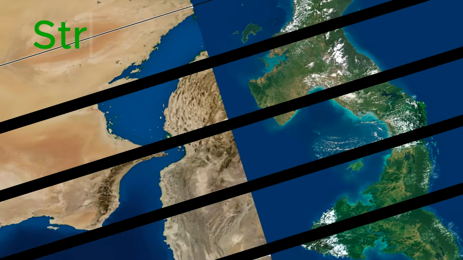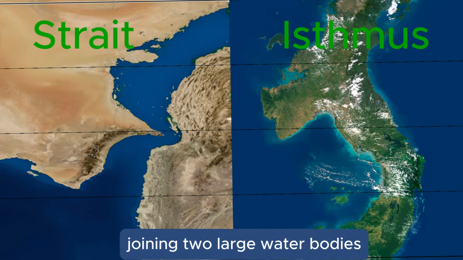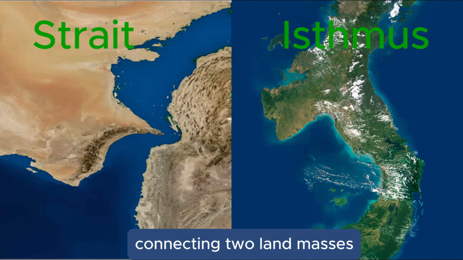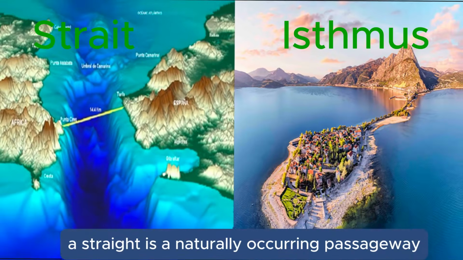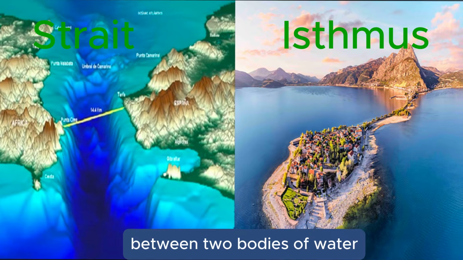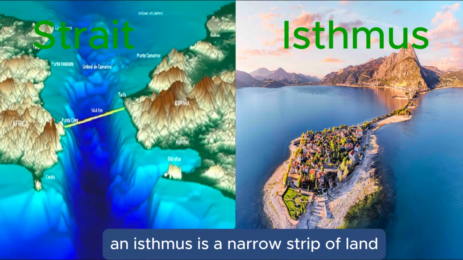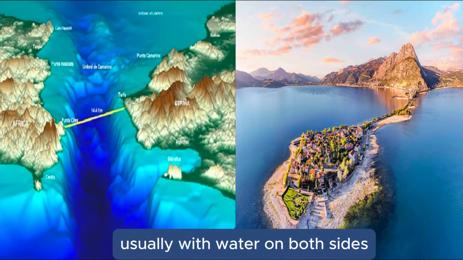Strait and isthmus. A strait is a narrow strip of water body joining 2 large water bodies. An isthmus is a naturally created narrow strip of land connecting 2 land masses and separating 2 water bodies. A strait is a naturally occurring passageway between 2 bodies of water that is wide and deep enough for a water vessel to travel through. An isthmus is a narrow strip of land that connects two large land areas, usually with water on both sides.